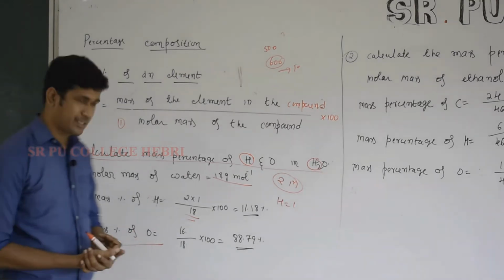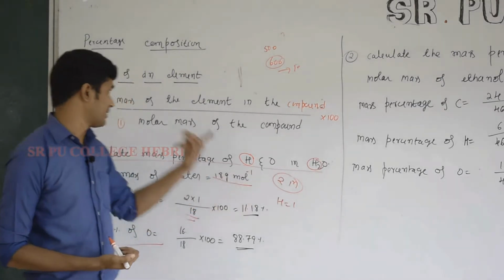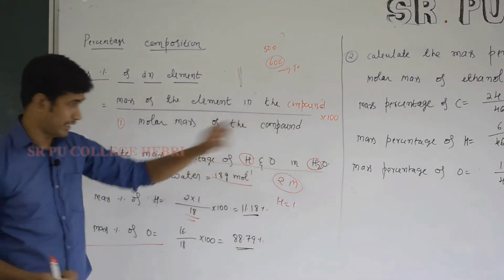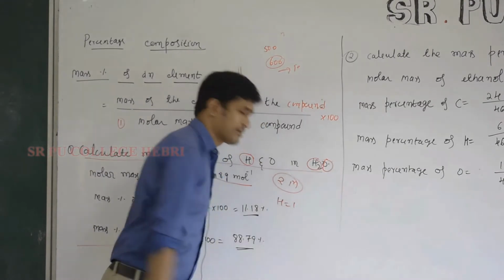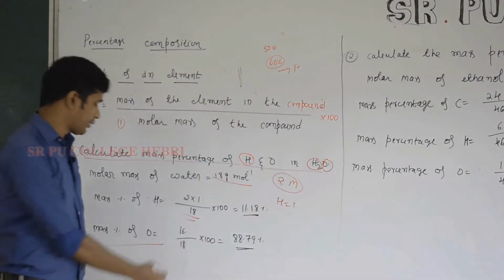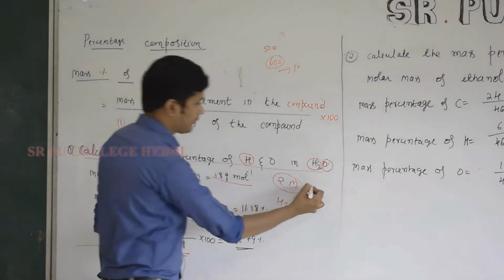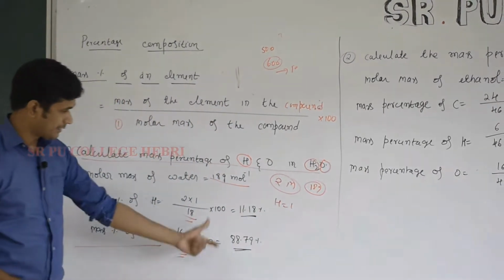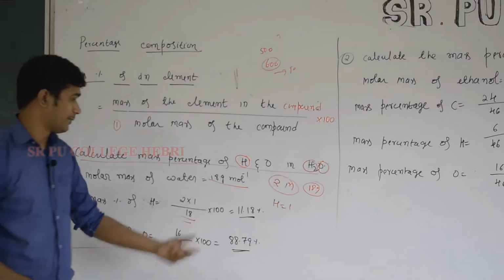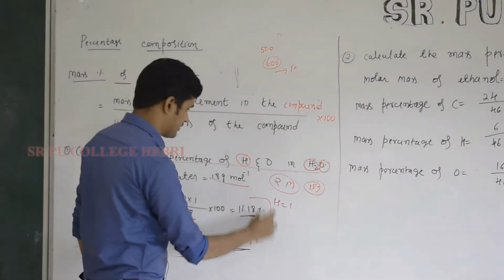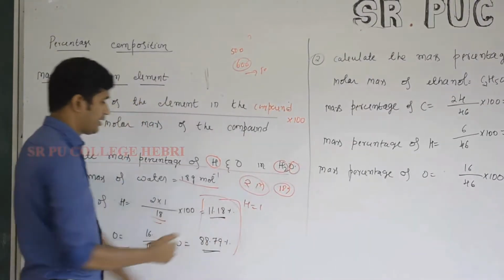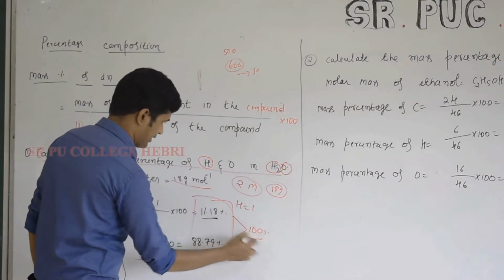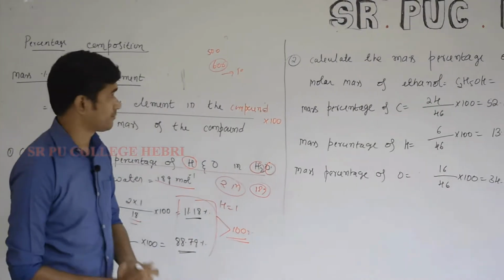Next, the mass percentage of oxygen. So the formula will be like this: mass of the element in the compound. What is the mass of oxygen in this? It's 16 gram divided by the total mass of the compound. What is the molar mass? 18 gram. 16 by 18 into 100 is equal to 88.79%. You can use simple calculators for these calculations. Understood? So the total percentage must be equal to 100%. So this is about the first one.